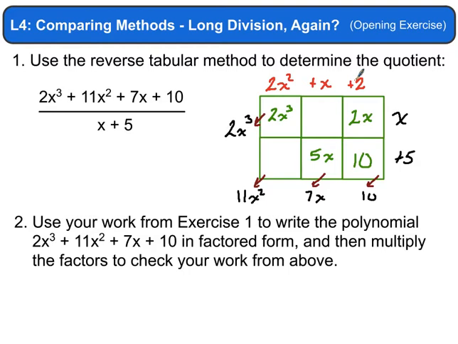And so they ask us to follow up with number 2 using your work from exercise 1. Write the polynomial, this one here, this is our dividend, in factored form. And so if we wrote that in factored form, it would simply look like this. x plus 5, and the result that we got was 2x squared plus x, and then plus 2. And so that would be factored form. Factoring refers to two things that multiply to equal another value in that particular piece.